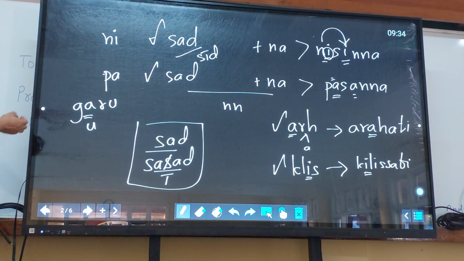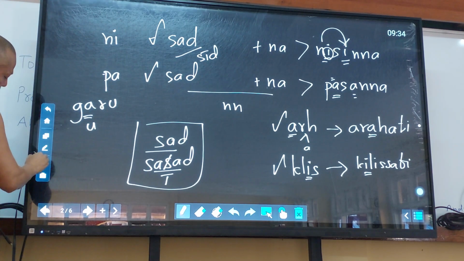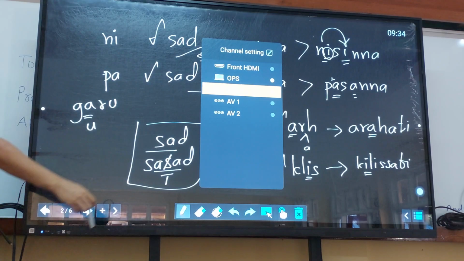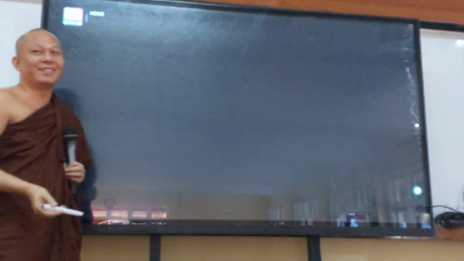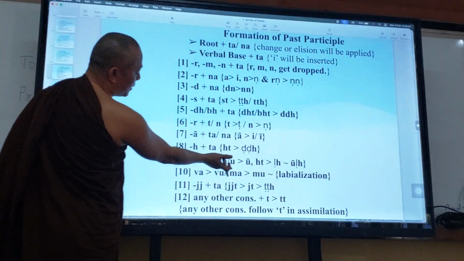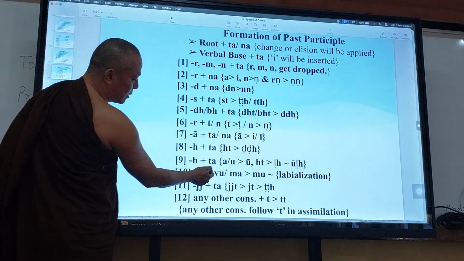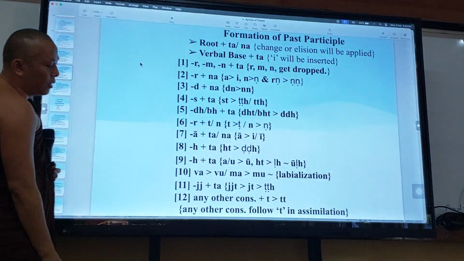Okay, so for that, in the past participle form, not for exam, don't be serious. So here you see, wa changes to the wu, ma changes to the mu. So what is the reason? That R is changed to the U.